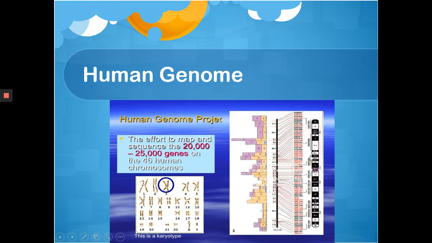Here's a look at a single gene, and again, you can see all these different proteins, and this is just our third pair of chromosomes. Again, we're talking 20 to 25,000 genes in our human genome.